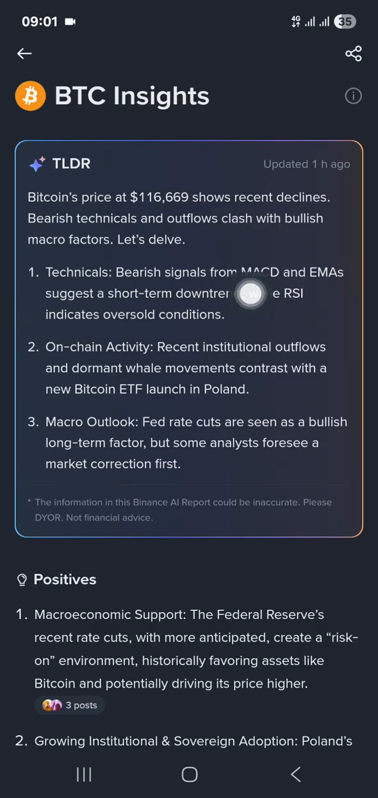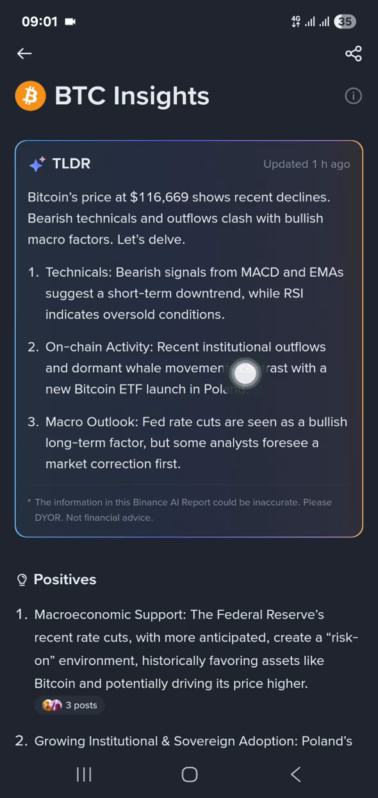Technicals, bearish signal from MACD and EMA suggest a short-term downtrend. Very clear. Short-term means maybe 1 hour, 2 hours, 3 hours, 4 hours. Short-term downtrend, not a long-term downtrend, with RSI indicating oversold condition. That means it's already oversold.